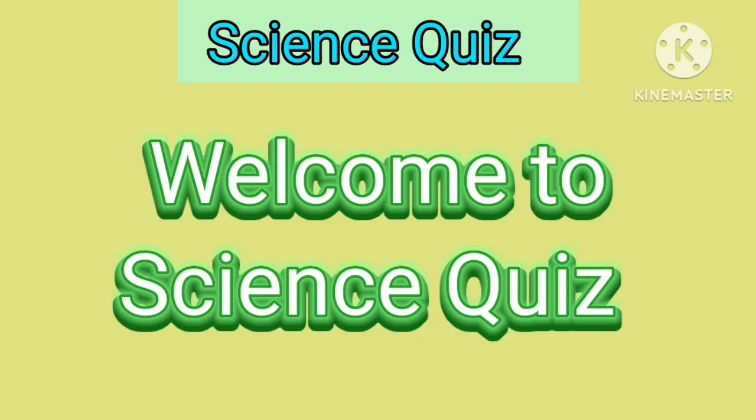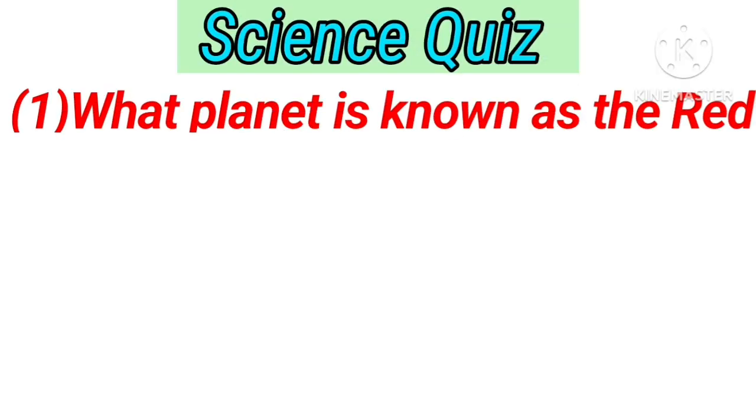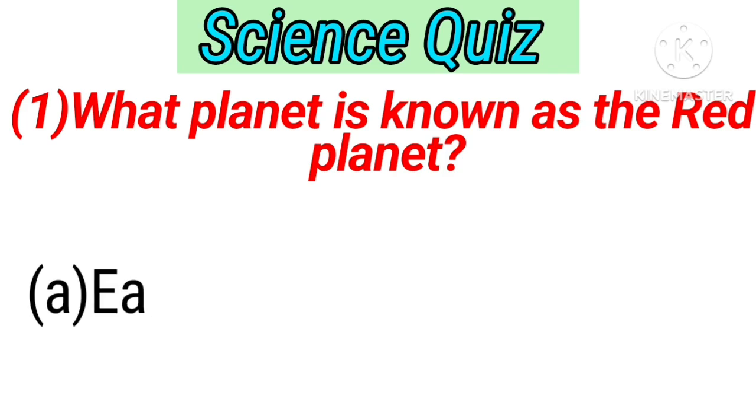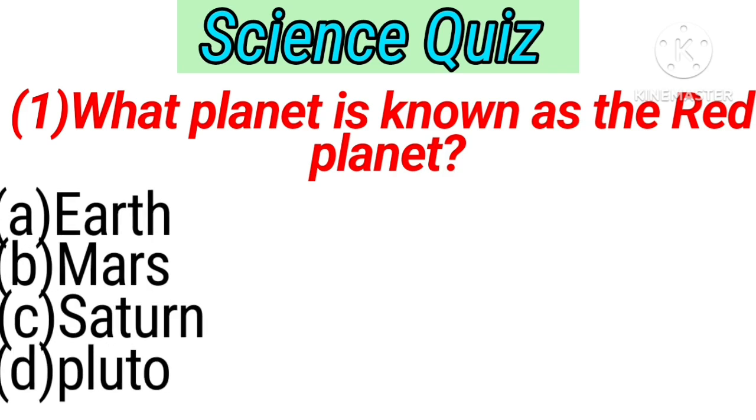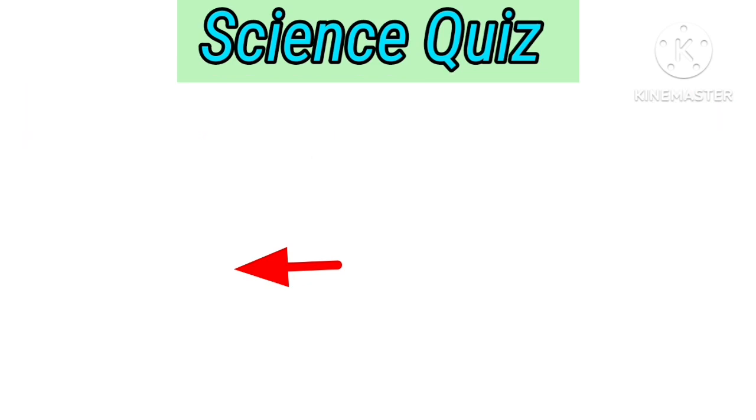Welcome to Science Quiz. Question number 1. What planet is known as the red planet? Options are Earth, Mars, Saturn, Pluto. And the right option is Mars.